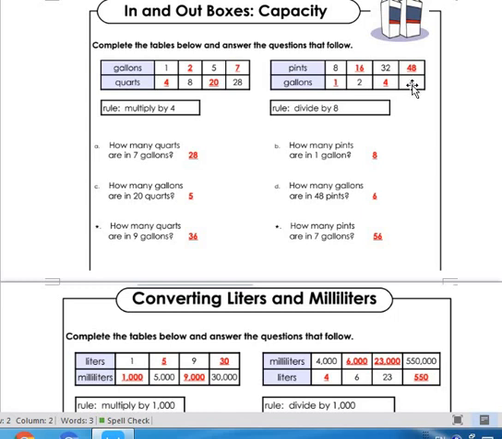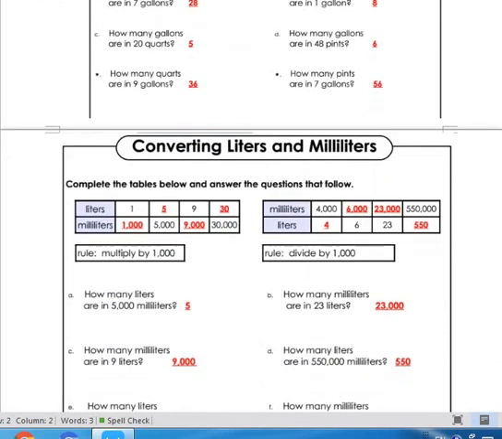If I don't have this here, I know that 1 gallon contains 8 pints. When I convert from a larger unit to a smaller unit, what should I do? Do you remember? Yeah, I can hear you. I multiply. When I convert from a smaller unit to a larger unit, what should I do? I divide. Don't forget that.